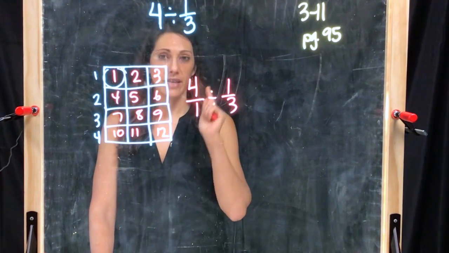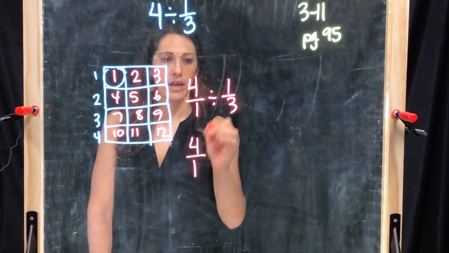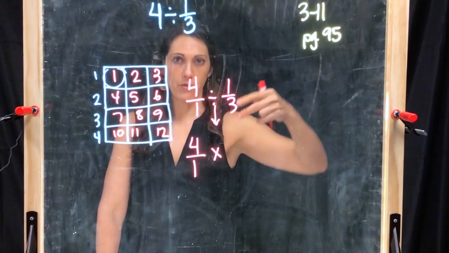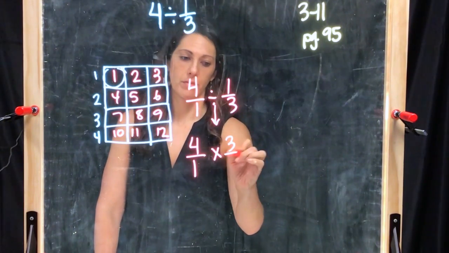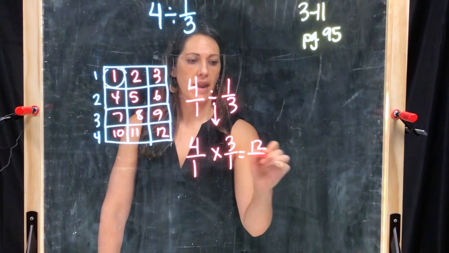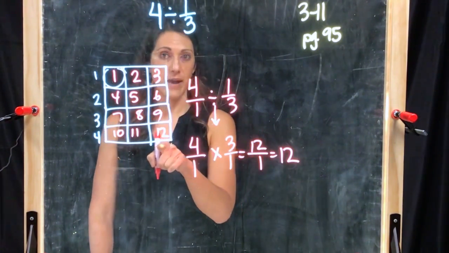Then you think of keep, change, flip, okay? So I'm going to keep the first one, change division to a multiply, and then I'm going to flip, or find the reciprocal of 3/1, which would be 1/3, which would be 3/1. And when I multiply that out, I get 12/1 or just 12, okay? And that kind of matches.